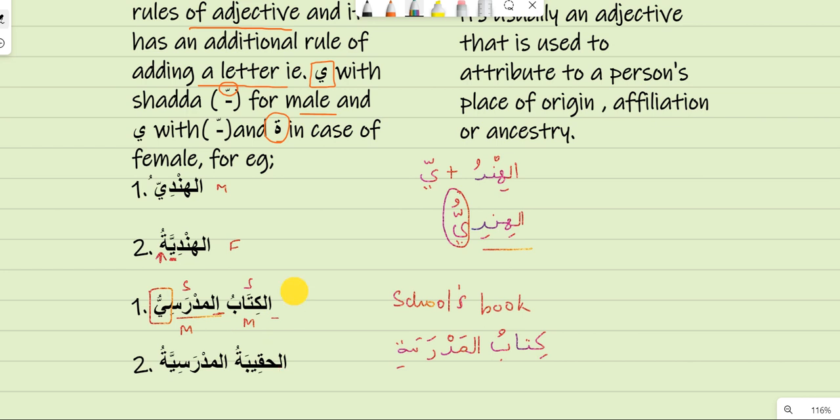It was a male noun. Now it is coming with the female noun. Al-haqibatu al-madrasiyatu. This means school's bag. The bag belongs to the school. The belongingness. When you say this chair belongs to the school or this desk belongs to the school, you will say al-maktabu al-madrasiyu, al-kursi al-madrasiyu, means school's chair or school's desk or school's table.